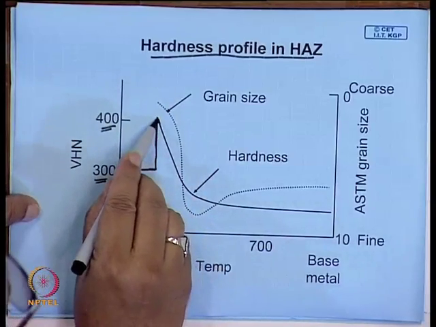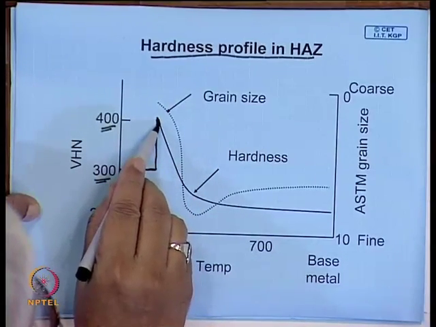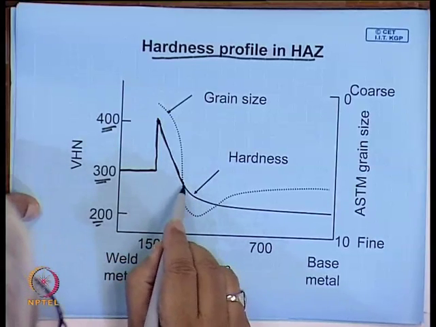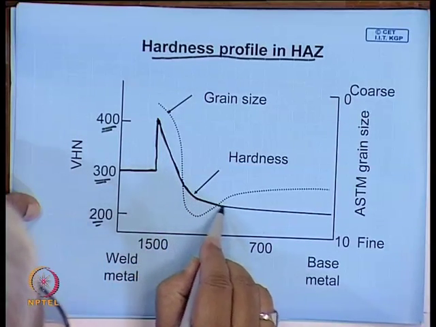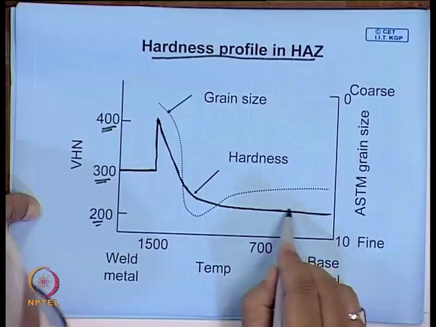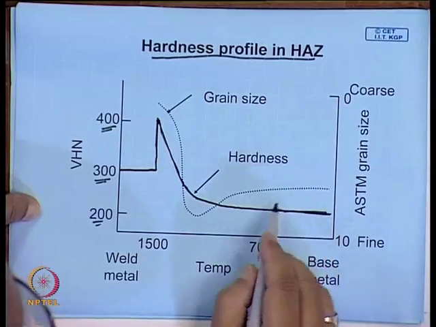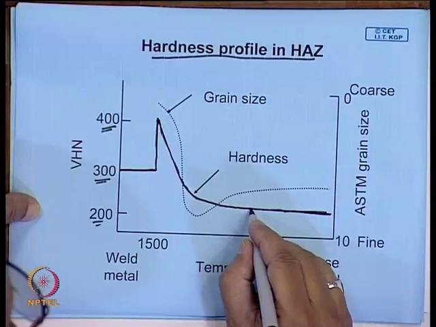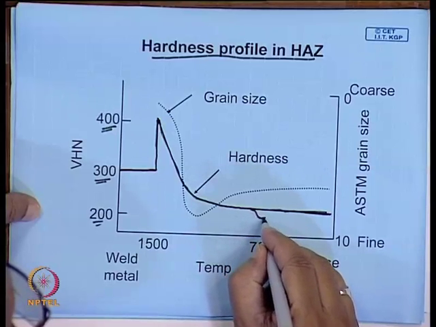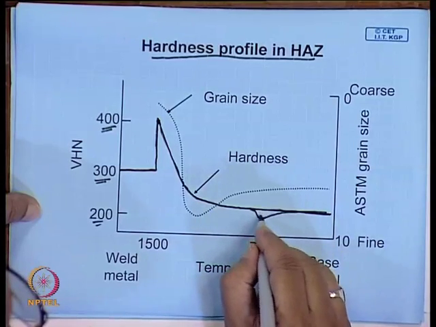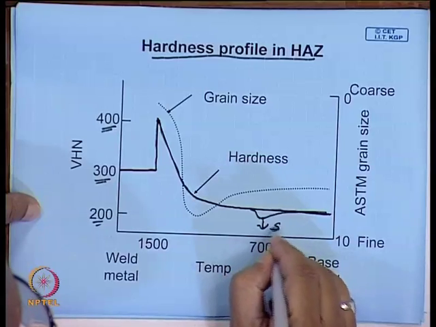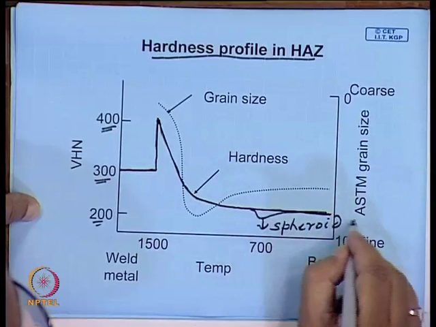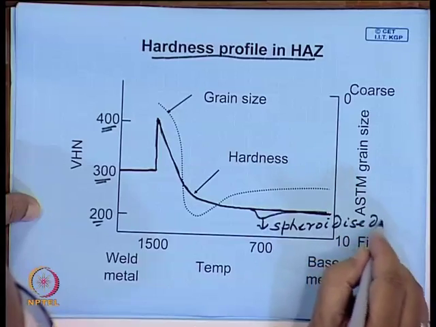So, therefore, this is the region where you have maximum hardness, and thereafter, further you go away from the fusion zone, the hardness goes on decreasing, and there will be a region where there is no change. In certain cases, around 700, 750, depending on the initial structure, there may be a dip observed also. This is because of spheroidizing, spheroidized structure.